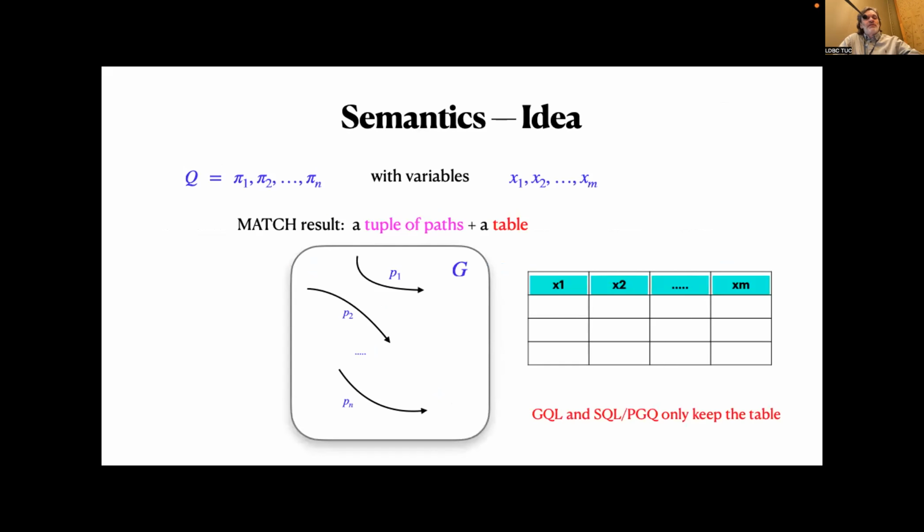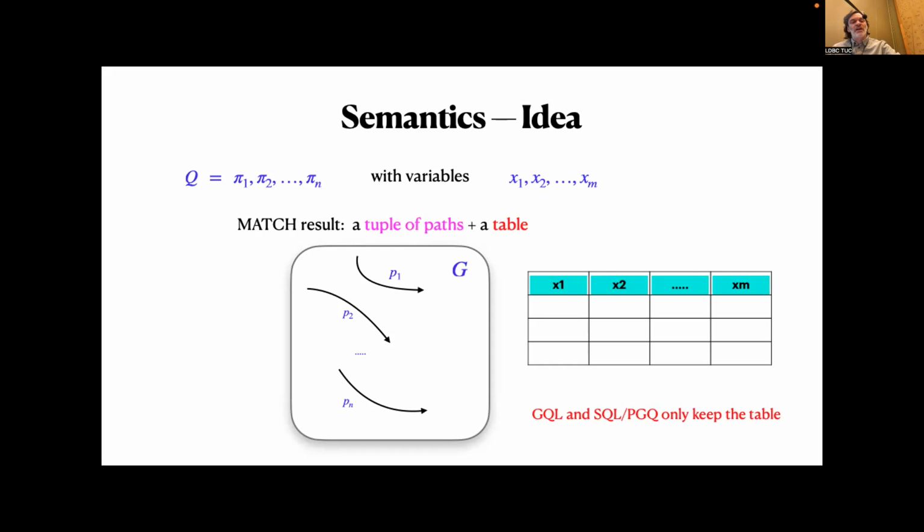Then, of course, what we did was the semantics. What's the idea of the semantics? Pictorially, we have a query that is a join of a bunch of patterns, maybe with some restrictors that tell you what paths are allowed. The restrictors are the usual ones, things like trail, simple, shortest. And we have a bunch of variables. A match results not in a tuple, but in a set of tuples of paths plus a table. Basically, every time we have a match it gives you a path. Intuitively, think of that as a path for each of the patterns, plus a record in a table.